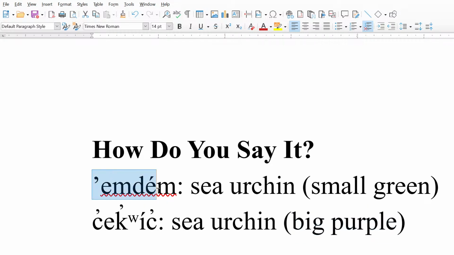So again, dum is the small green sea urchin. Tequeets is the big purple sea urchin.